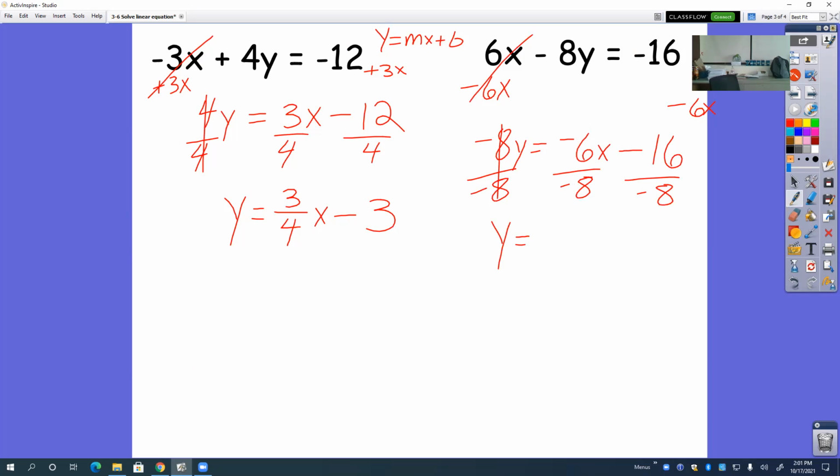-6 and -8 are both divisible. First off, negative divided by negative is a positive. But 6 and 8 are both divisible by 2. So the negatives cancel each other out, and 6 divided by 2 is 3, 8 divided by 2 is 4. So y equals 3/4 x. And -16 divided by -8 is +2. So y equals 3/4 x plus 2.